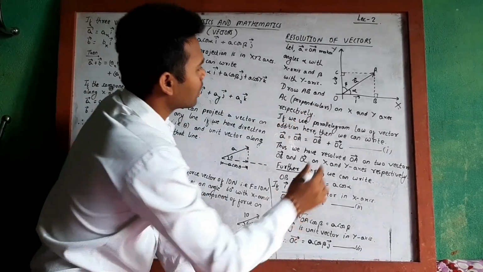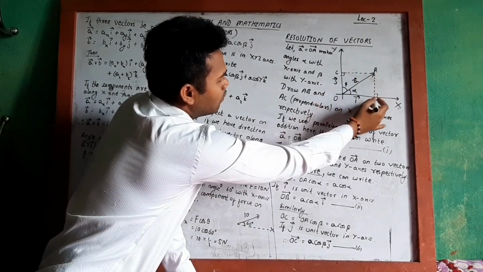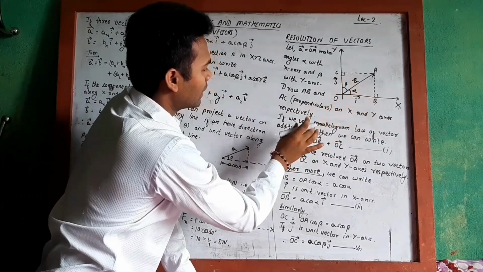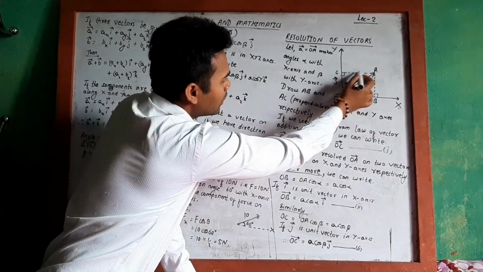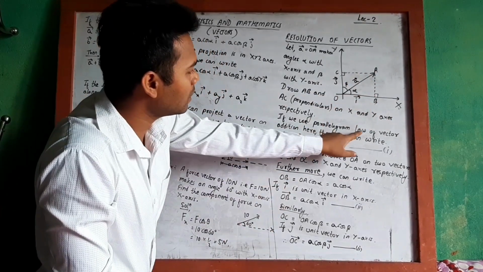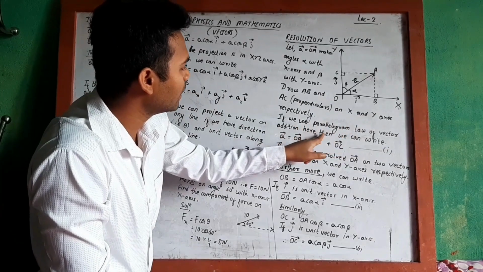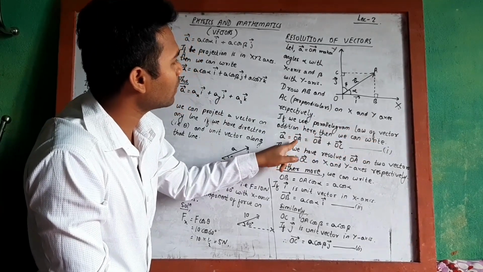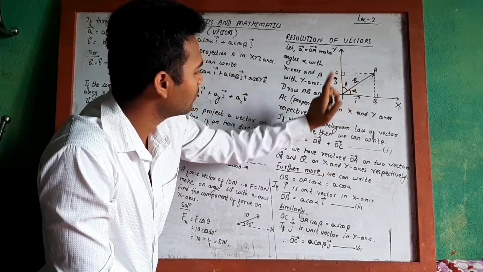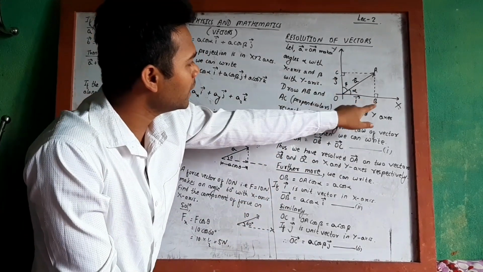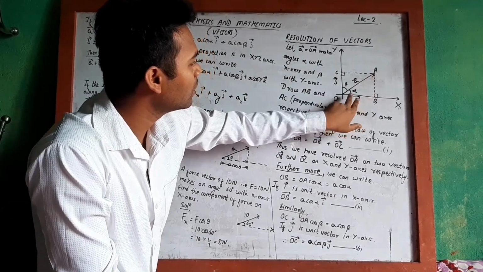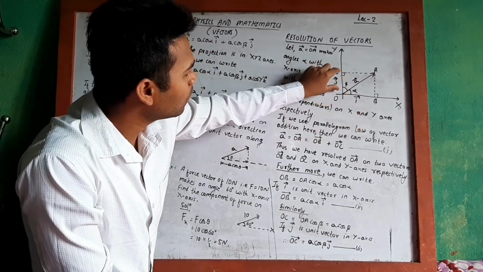These are perpendiculars drawn on the x-axis and y-axis respectively. Now, here we have drawn perpendiculars OC and OB on the x-axis and y-axis respectively. Here we will get one parallelogram, and if we use the parallelogram law of vector addition, then we can write OA vector is equal to OB vector plus OC vector. These OB and OC vectors are the projections of the OA vector on the x-axis and y-axis.